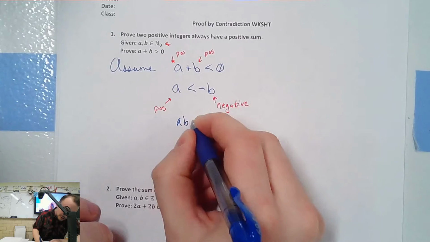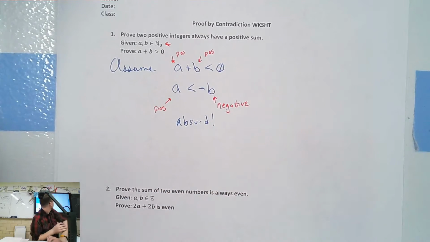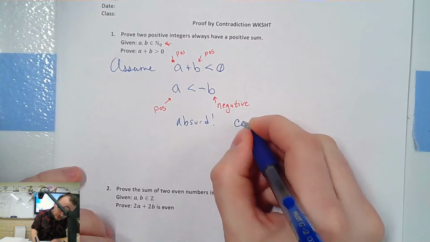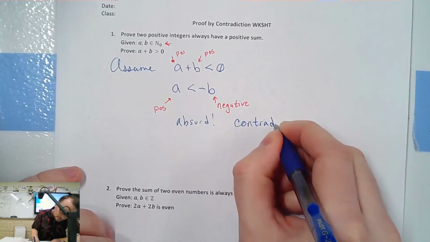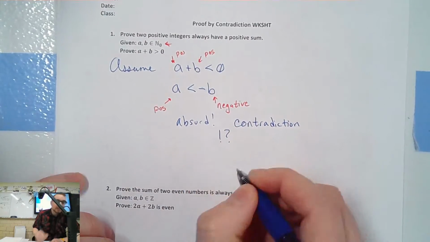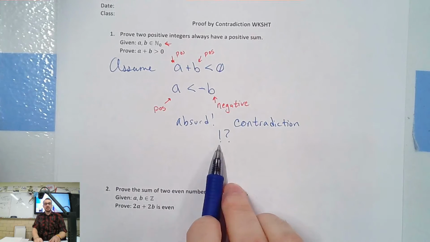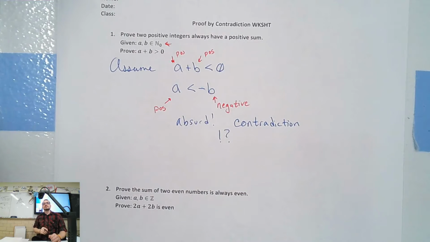We go, absurd! I thought absurd is spelled with an O. Nope, absurd. Absurd. Or we write contradiction. Or you can do these symbols. You can do an interrobang, that's what that's called. Inter, meaning interrogative, like question, right? And then bang. It's called an interrobang. There's a joke there.